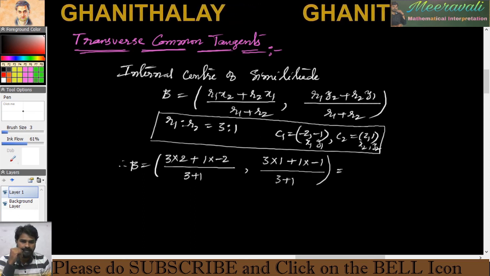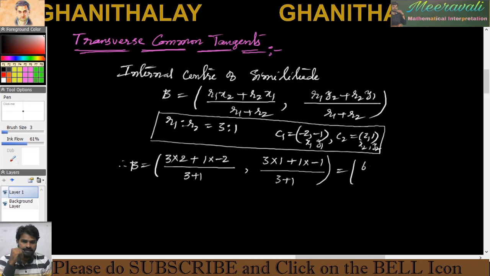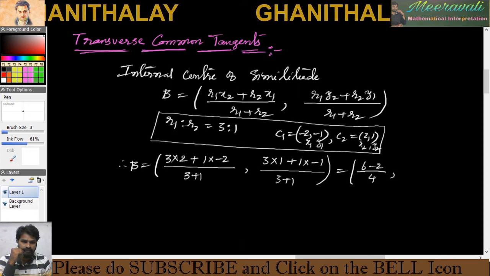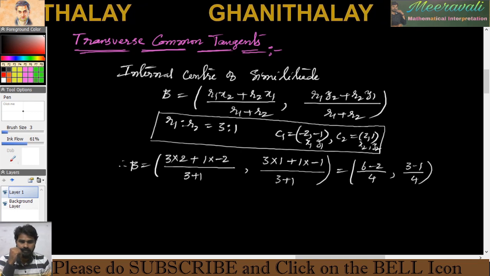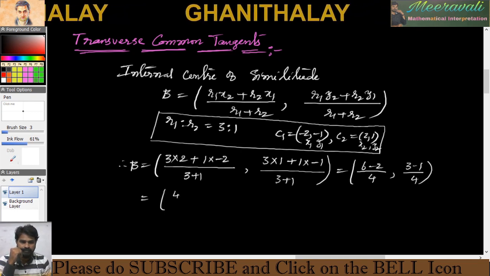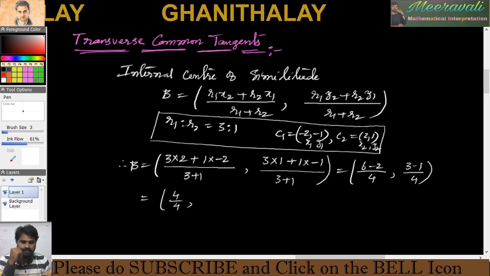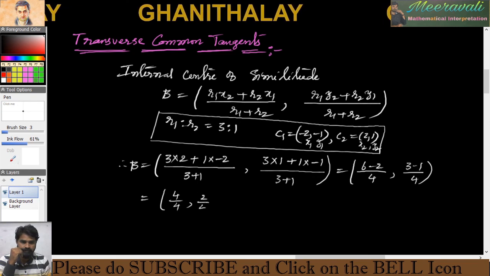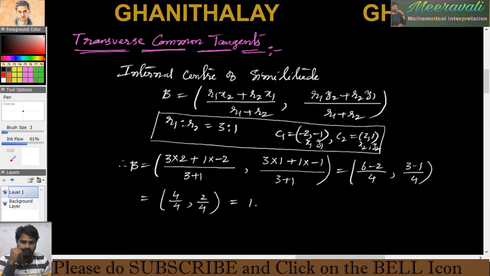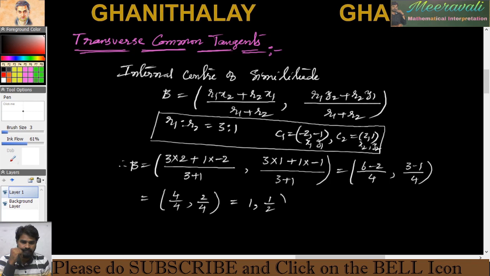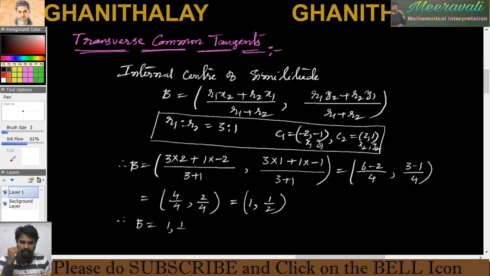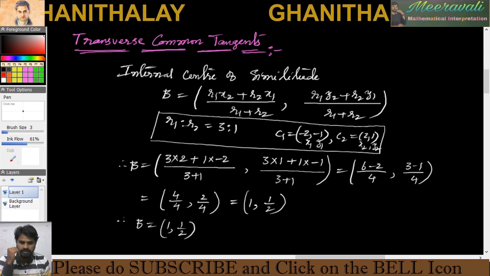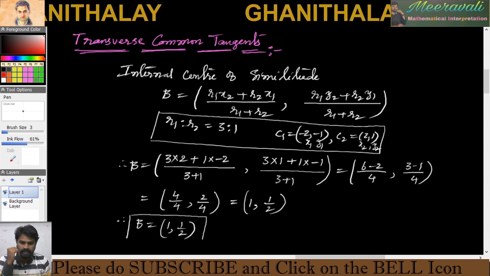Now simplifying carefully, (6 minus 2) by 4, (3 minus 1) by 4. Now you should get 4 by 4, next 2 by 4. So that is equal to (1, 1 by 2). So therefore b is equal to (1, 1 by 2). This is the internal center of similitude.